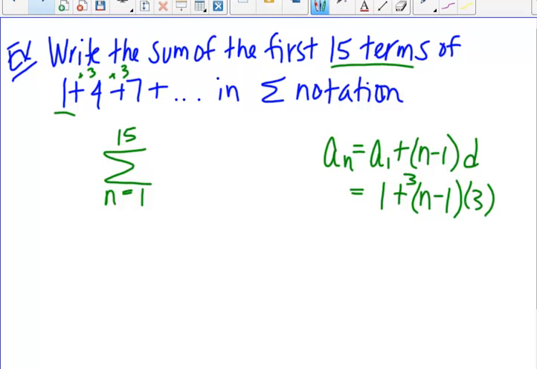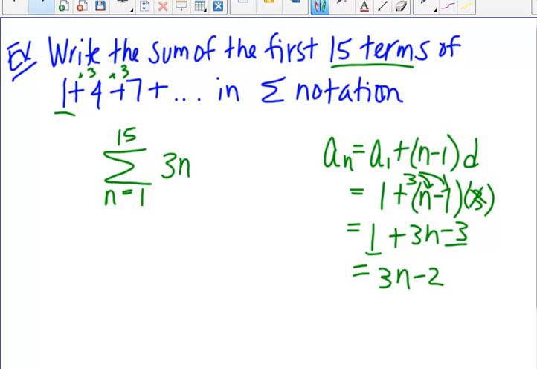And I'm just going to clean this up. I'll put that 3 out there. And I get 1 plus, a little distributing, 3n minus 3. And so this turns out to be 3n. I have a 1 minus 3, that would be a minus 2. So I'm going to come over here and drop this down: 3n minus 2.